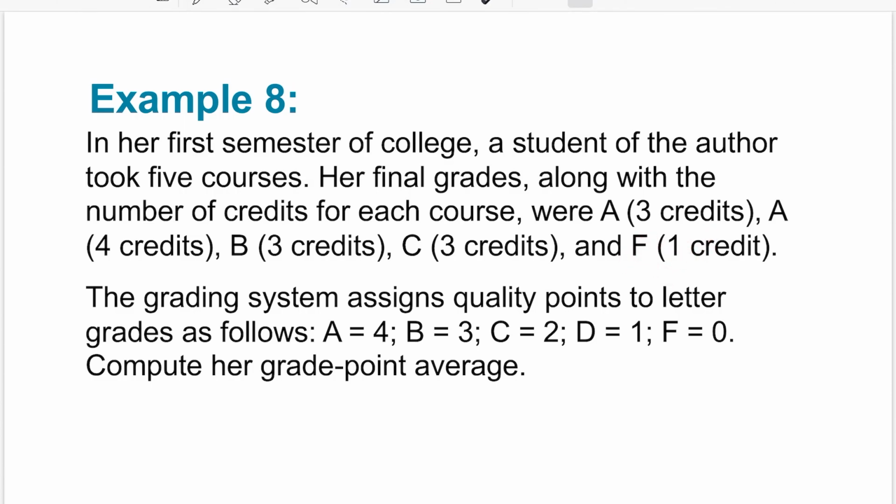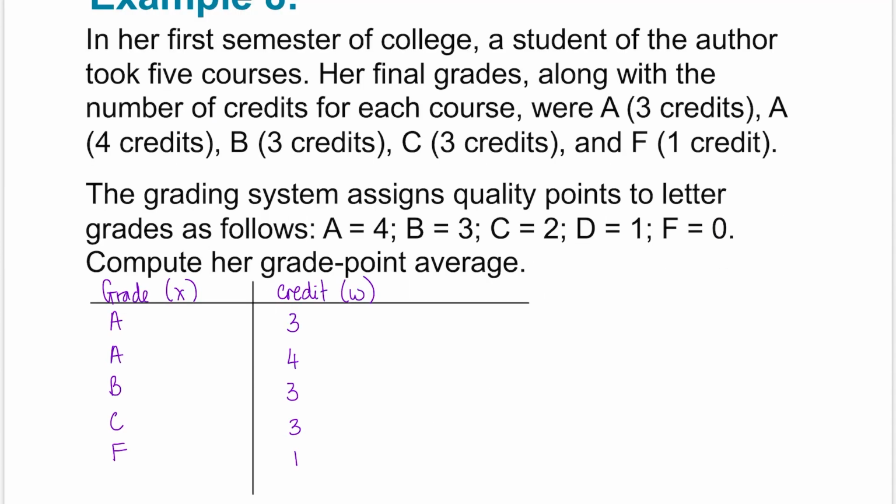The grading system assigns quality points to the letter grades as follows. A is a 4, B is a 3, C is a 2, D is 1, and F is 0. Compute her grade point average, which is the GPA. So there are 2 things that I need to consider: her grade and the number of credits. So I'm going to list out all of the classes with their corresponding credits. In total, the student took 14 credits. So that is the sum of w.